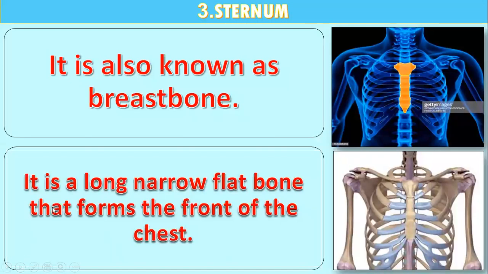Next one, sternum. Sternum is also known as breastbone. As you can see in this figure, the orange colored part looks like a necktie. Is it so? Yes. It is a long, narrow, flat bone that forms the front of the chest.